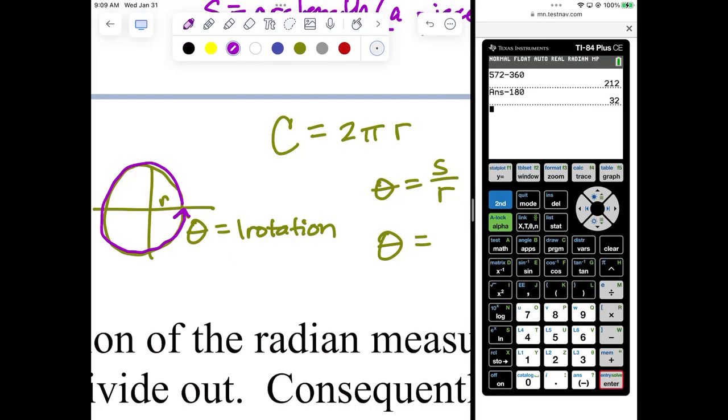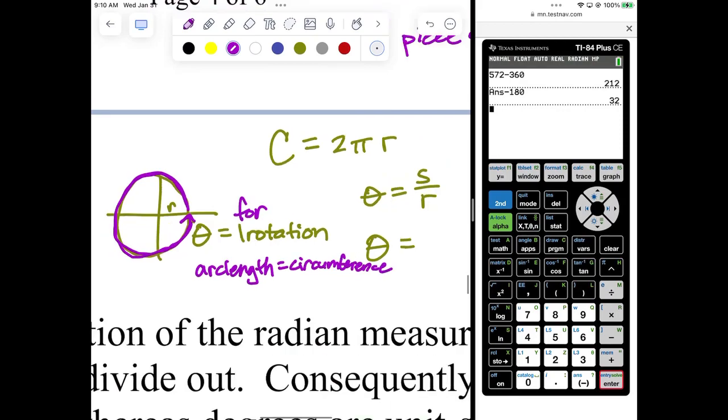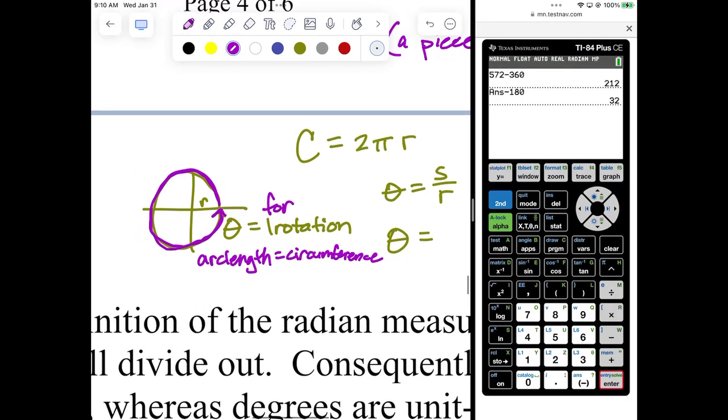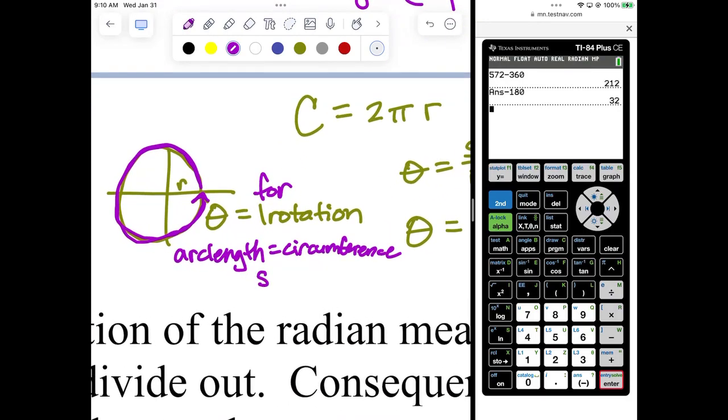Y'all remember? It's too easy. If I go all the way around, the arc length for a full rotation is known as the what? It was too easy. You were overthinking it. If I go all the way around for one rotation, the arc length is the circumference. So for one rotation, S equals C.